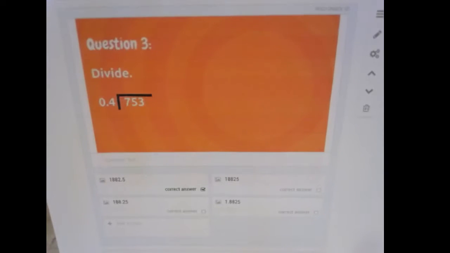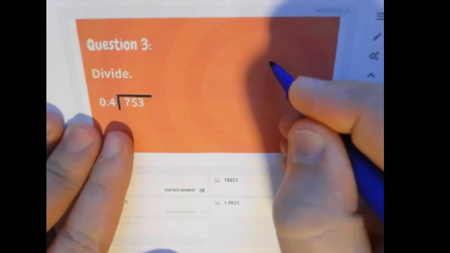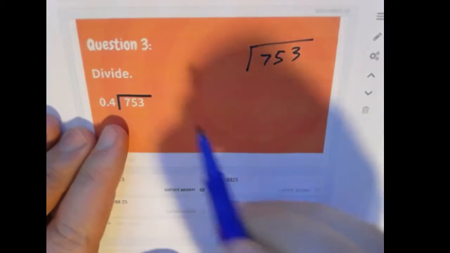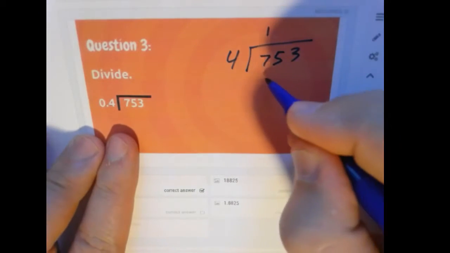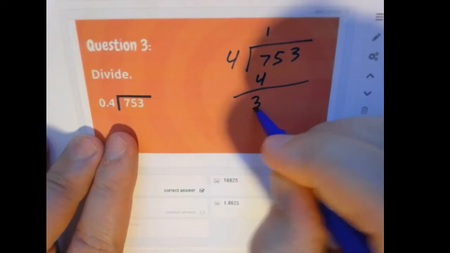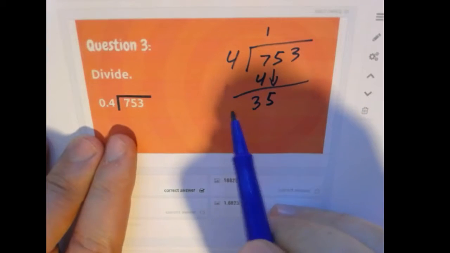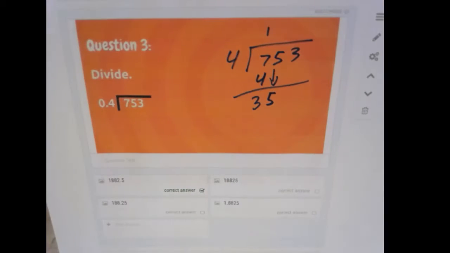Next one. I'm going to rewrite this just like I did before. So instead of 0.4, I'll do 4. Okay. Does 4 fit into 7? It will fit in 1 time. 1 times 4 is 4. Find the difference. Get some help from the 5. Now does 4 fit into 35? Think about that for a minute. What number are we looking for?